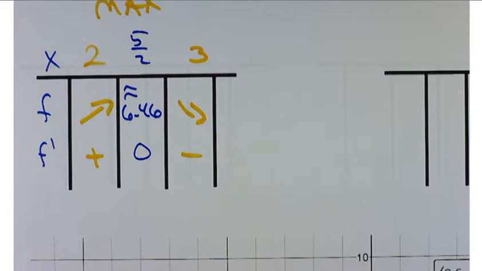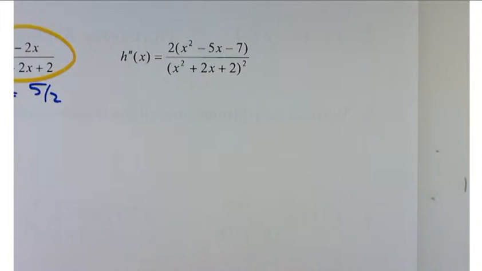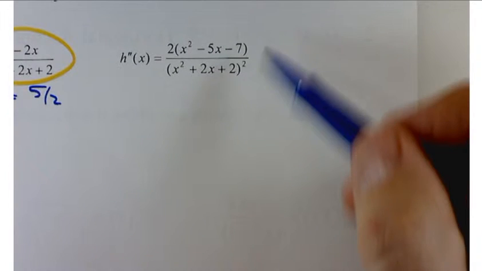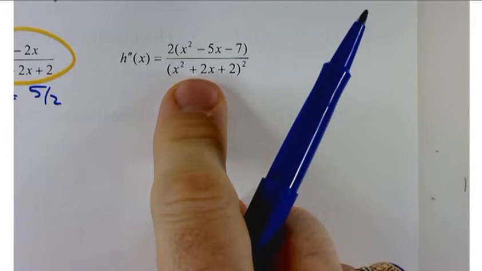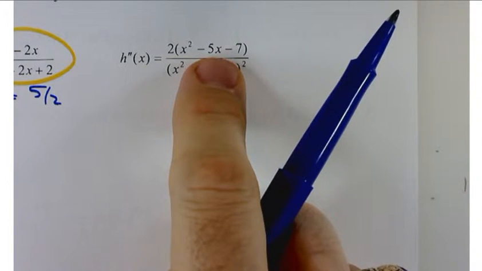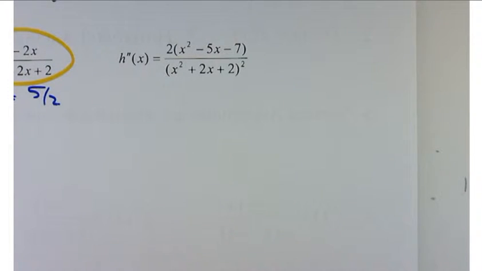Let's go over to this one. The second derivative tells us about the shape of the graph. It's concavity. Well, I need to know where this can change signs. It can change signs where the denominator equals 0 or where the numerator equals 0. The denominator can't equal 0. So I'm just left with where the numerator equals 0. How am I going to figure out where the numerator equals 0?